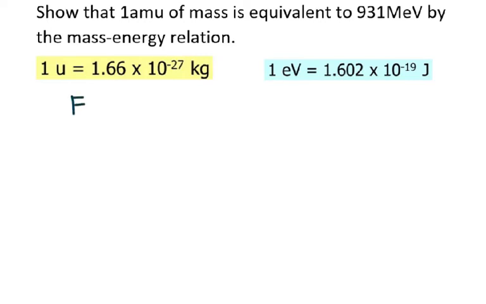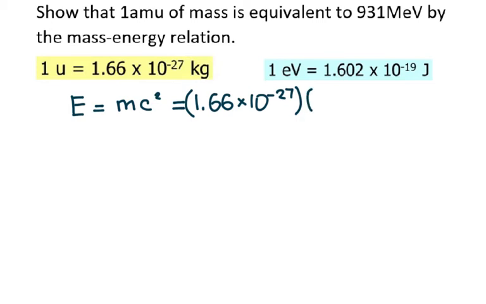So to show the equivalency between AMU and mega electron volts, I'm going to write the formula E equals mc squared. For the mass, I'm going to have 1 U, or 1.66 × 10^-27 kilogram, and times it by c squared, which is 3 × 10^8 meters per second. But I'm going to use the actual number, 2.998 × 10^8, and that one is squared.